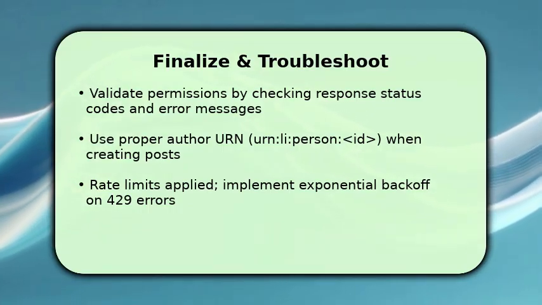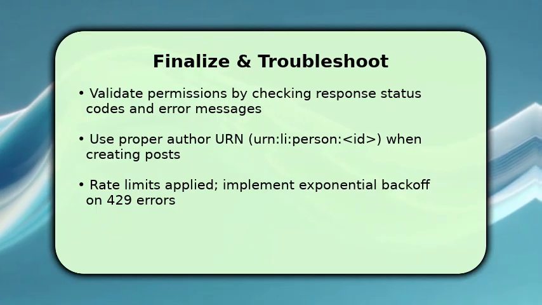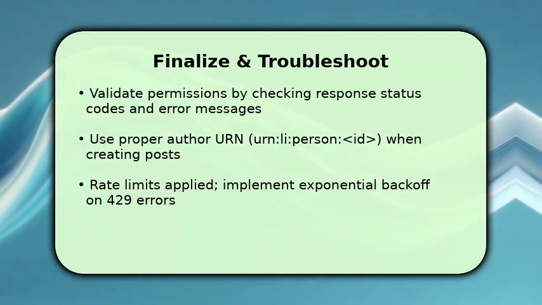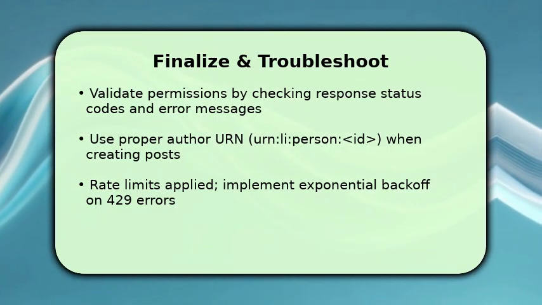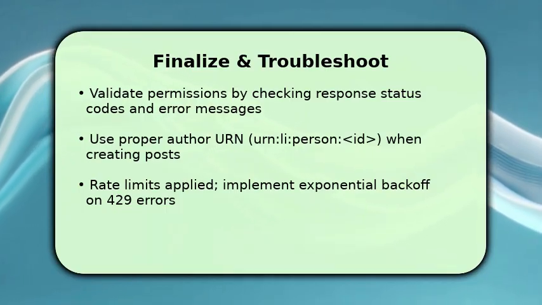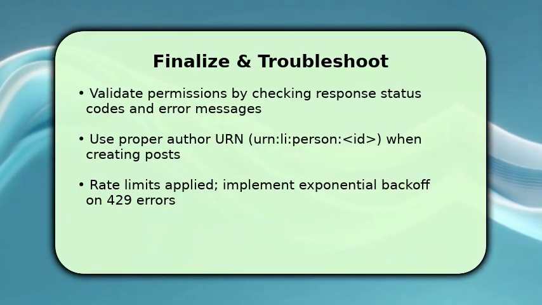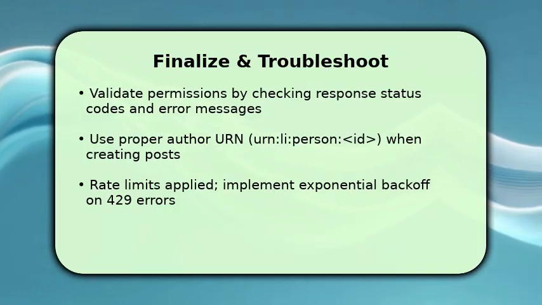Ensure you use the correct author URN, like urn:li:person:ID, when creating UGC posts, and include lifecycle state and visibility fields exactly as required. Once done, implement token refresh logic and respectful rate limit handling.